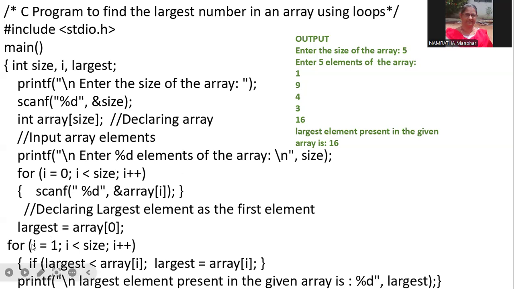So what is the loop here? For i equal to 1, i less than size, i plus plus. If largest is less than array of i, largest is equal to array of i. So finally, the largest element in the given array is percentage d, largest. Then you close your for loop and you close your main function.